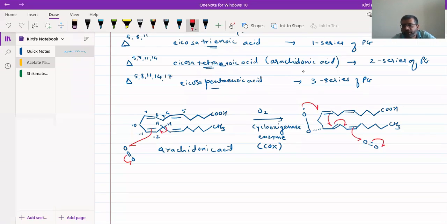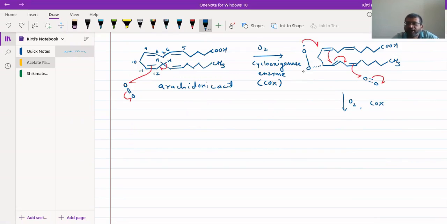यहाँ का एक peroxide radical था, यहाँ पर वापस से एक दूसरा peroxide radical generate होगा, लेकिन ये radical यहाँ पे quench हो जाएगा. So we will have another O2 in presence of COX enzyme. We will have this.